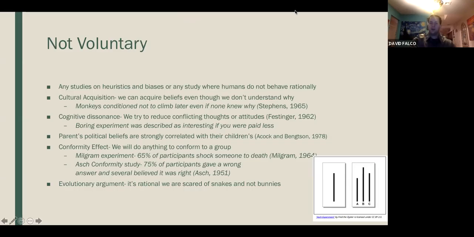Some of the other interesting articles I found, or thought up, on this was cultural acquisition. A lot of beliefs that are prevalent in our culture are there, and we don't totally understand why, but we believe them anyway. There was one interesting study that tried to show this. What they did was they had five monkeys locked into a room together. They put a ladder in the middle of the room, and there was a banana at the top of the ladder. If any of the monkeys tried to go up and get the banana, the researchers sprayed them with cold water.